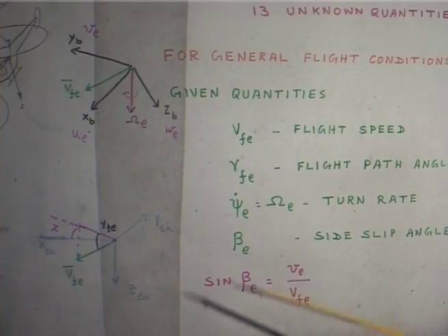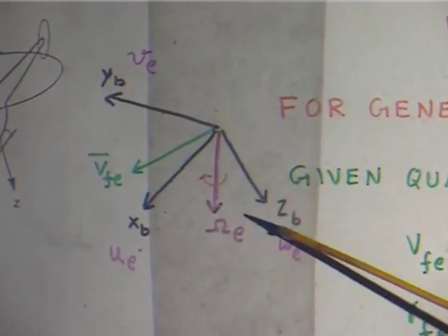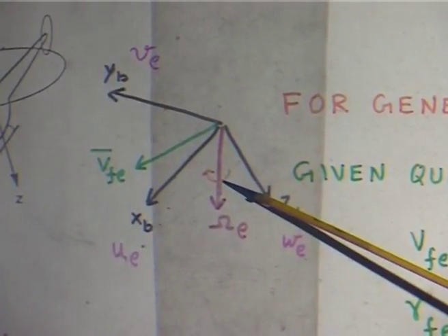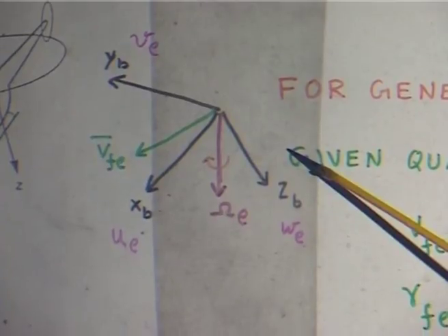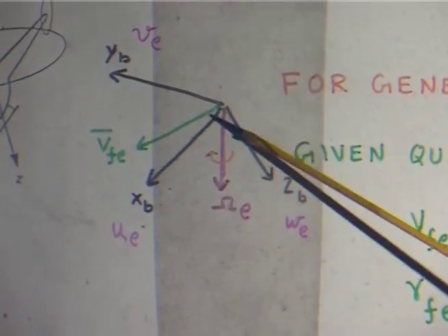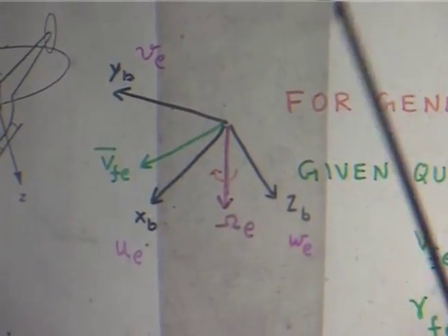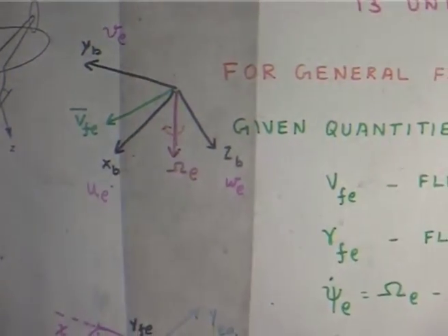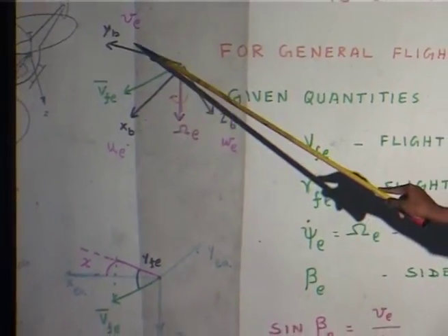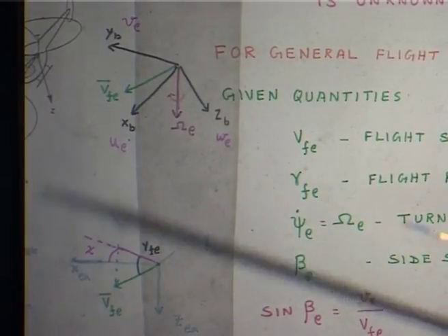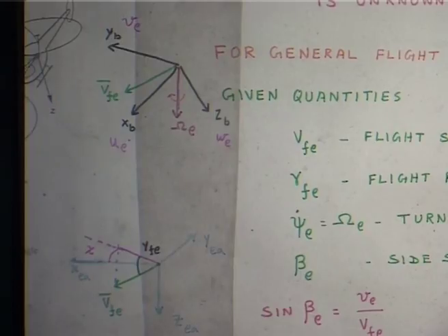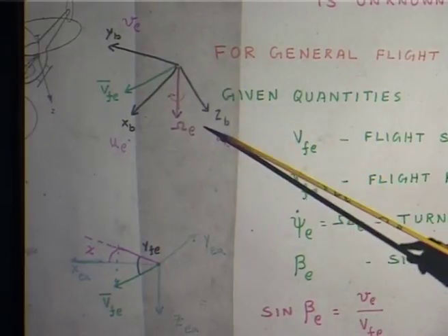What we need is, this is the Z earth axis. Body axis is xb, yb, zb. And the velocity vector of the body is v bar fe. The components of this are ue, ve, we, they are equilibrium quantities. Components of the velocity vector along the body fixed system, please understand, is u equilibrium, v equilibrium, w equilibrium.